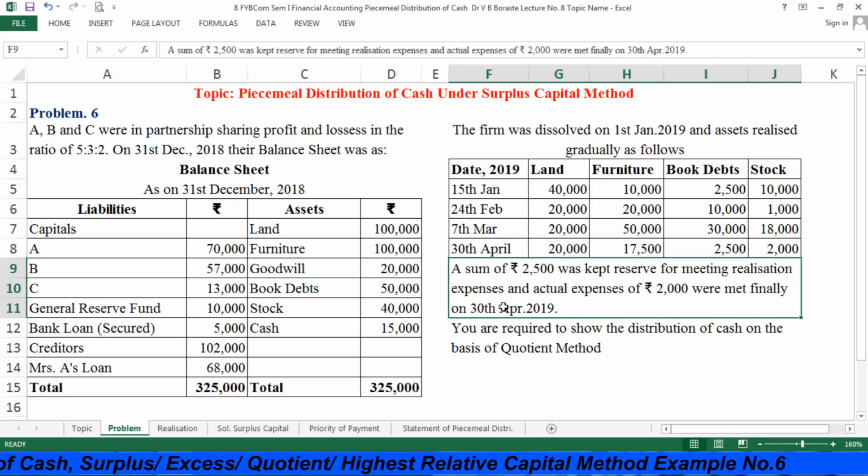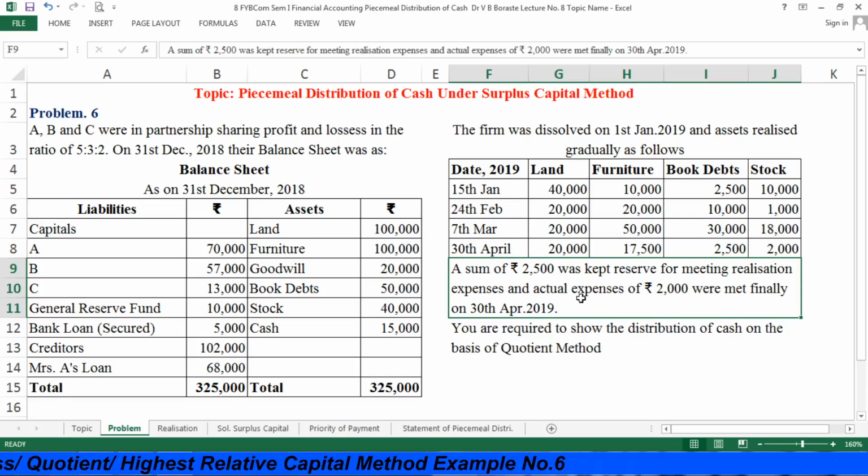After that we have some additional information, that a sum of rupees 2,500 was kept reserved for meeting realization expenses and actual expenses of rupees 2,000 were met finally on 30th April 2019. It simply means that on the very first day we made a reserve of rupees 2,500 for the realization expenses. However, the actual expenses were only rupees 2,000. It simply means that we have an excess reserve of rupees 500, which is to be used in April 2019 and will be added to our cash.